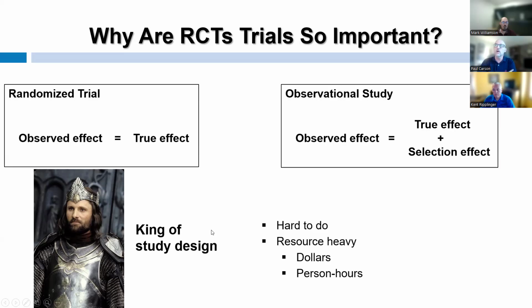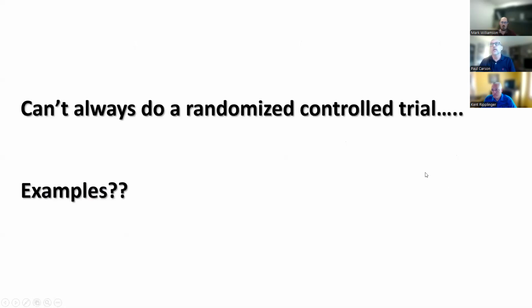So then we often are looking to observational research. And observational research can be very, very helpful, but we have to recognize that the effect that we see, or the outcomes or the results, may be a combination of the true effect and various selection effects that can muddy the water. And so we often have to adjust for that or take account of that as best that we can. And then we can't always do randomized controlled trials. And there are a number of examples of this.